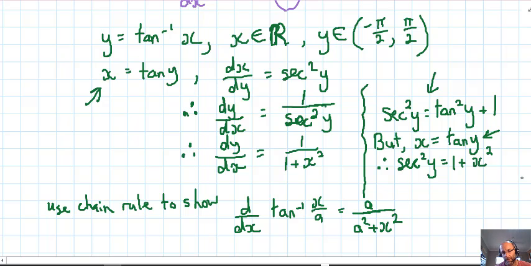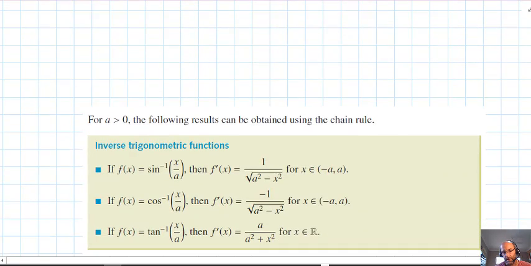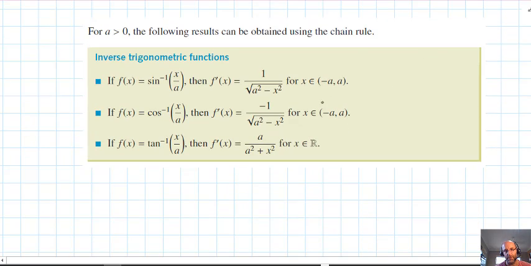Now for the full results here, ensure that your notes have these entire results, including the allowable values for x. If you're familiar and fluent with the version of x over a, the x version is just like when a equals 1. Essentially that's what you need to be able to recognize and apply, and it's generally on formula sheets.